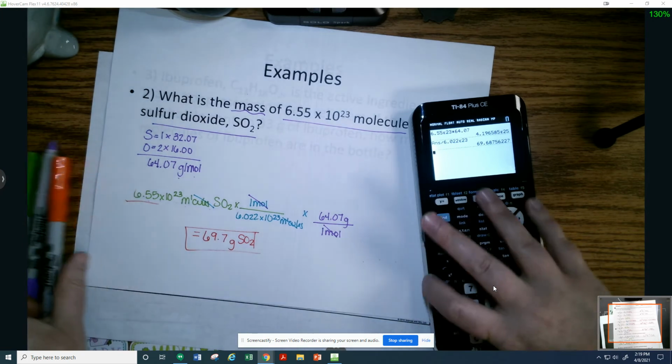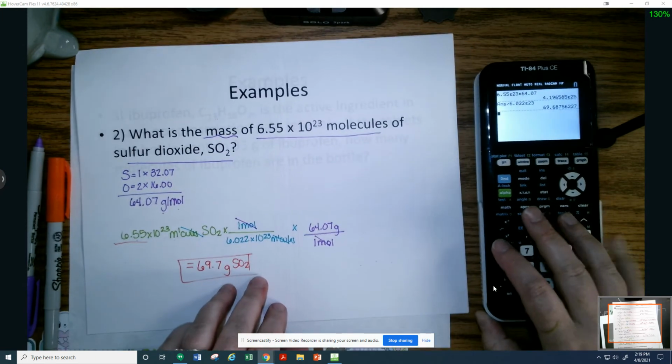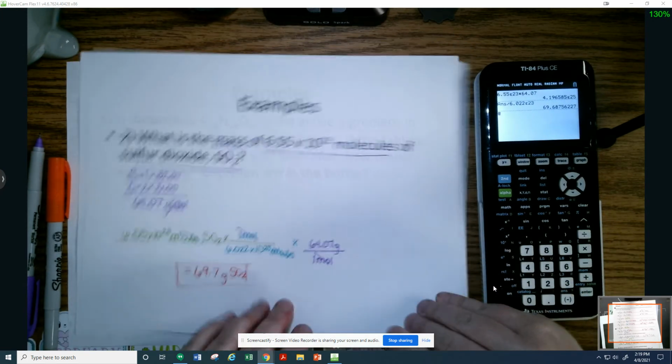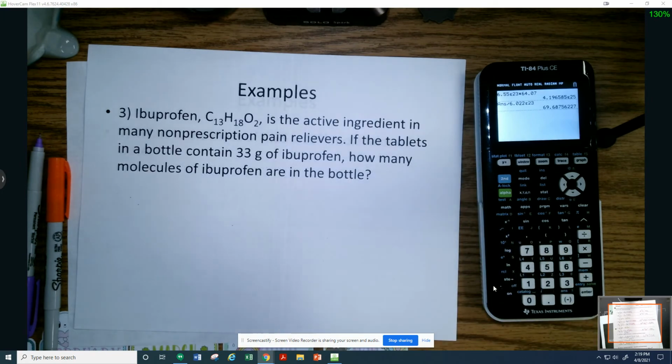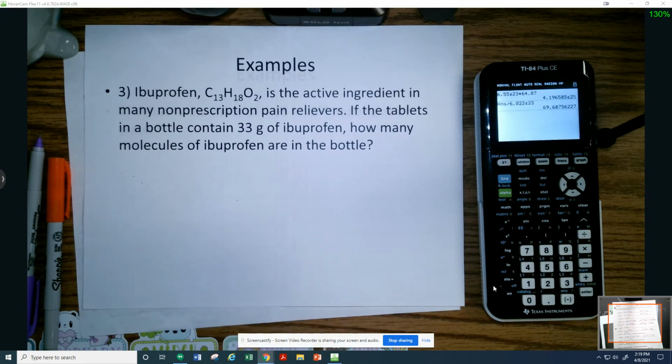So the last 2 problems on this note page are just additional practice working through what we've just done. I would highly recommend that you pause the video, try working these 2 out, also put it through your calculator, and see how things compare.